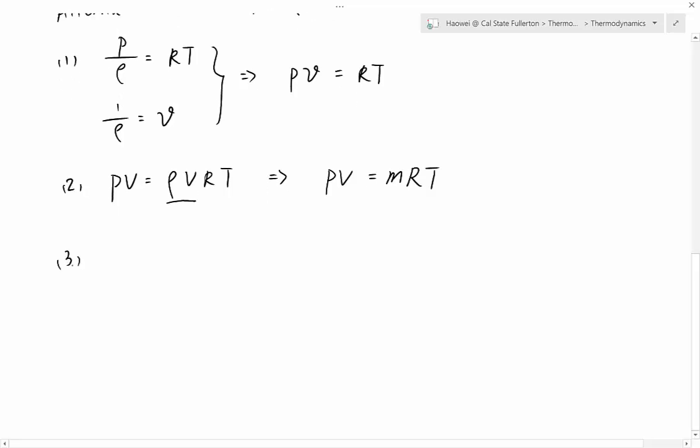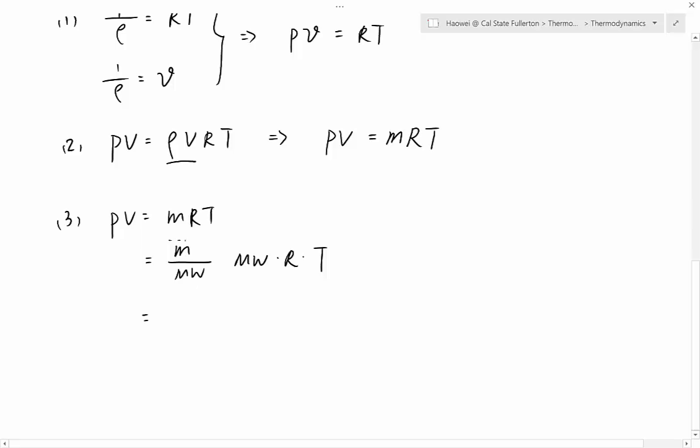Option number 3. We start from PV equal to MRT, and then we do a math trick. Mass divided by molecular weight, multiplied by molecular weight, multiplied by R and then multiplied by temperature. So divided by molecular weight and then multiplied by molecular weight, they cancel each other, so the equal sign is still valid. Why do we do that?